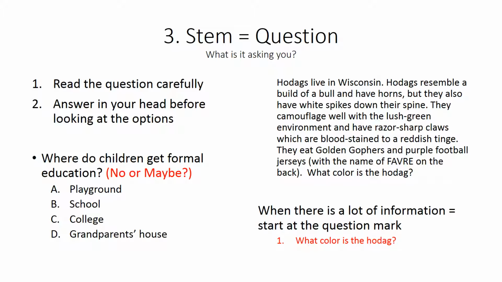Hodags live in Wisconsin. All right, that doesn't tell me anything about the color. Hodags resemble the build of a bull and have horns, but they also have white spikes down their spine. Well, that just tells me the color of their spikes. It doesn't tell me what color they are. They camouflage well in the lush green environment. I do not have to read anything else. Why? Because I know that they camouflage well in the lush green environment, therefore hodags are green. Green is my choice.